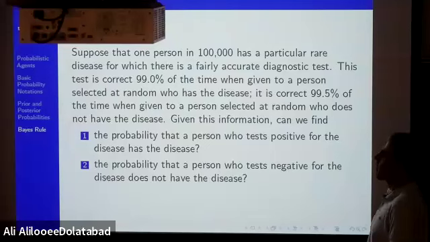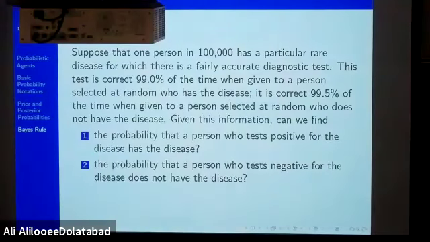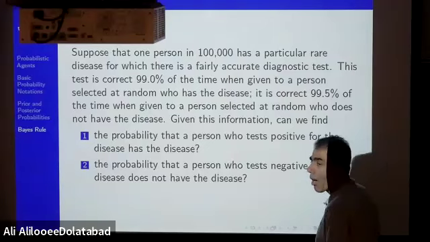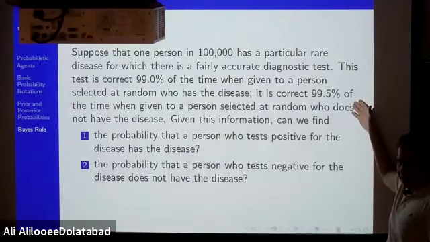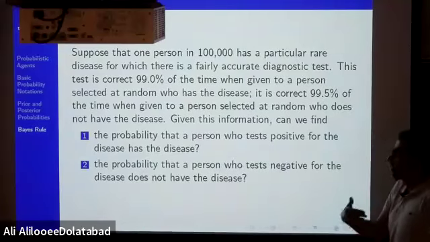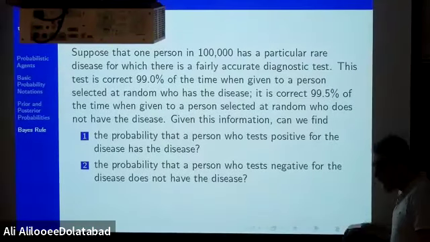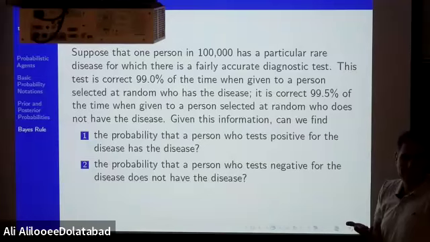Let me explain what it means when we say that it is correct. It means that if we have a person who has the disease, the test comes positive. And when we say the test is given to a person who doesn't have the disease, it means that the test comes negative.